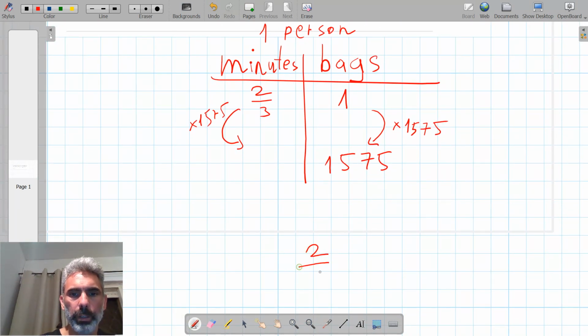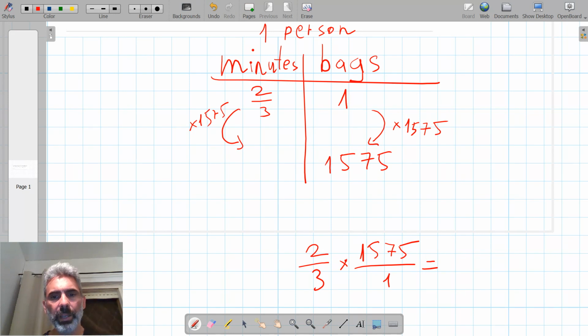So 2/3 times 1,575 over 1 is... And if the digits of a number, when we add them together, is divisible by 3, it means that the number is divisible by 3. 1 plus 5 is 6, 6 plus 7 is 13, 13 plus 5 is 18, 18 is divisible by 3, so it means that this number here is divisible by 3, which means that I can simplify this problem.